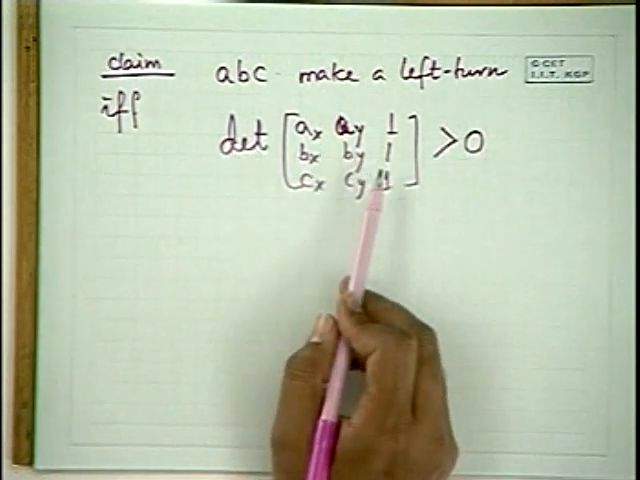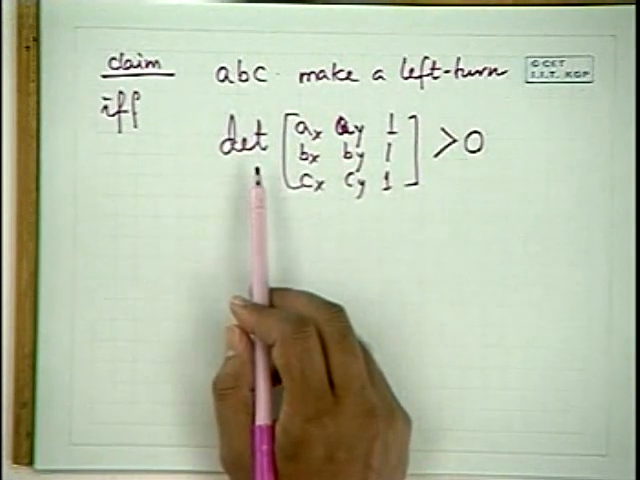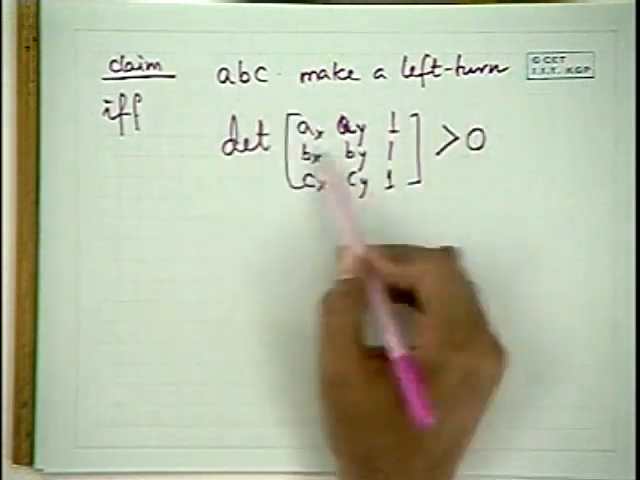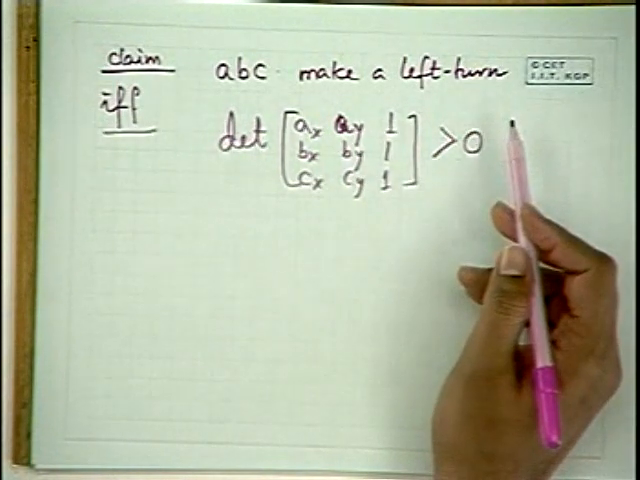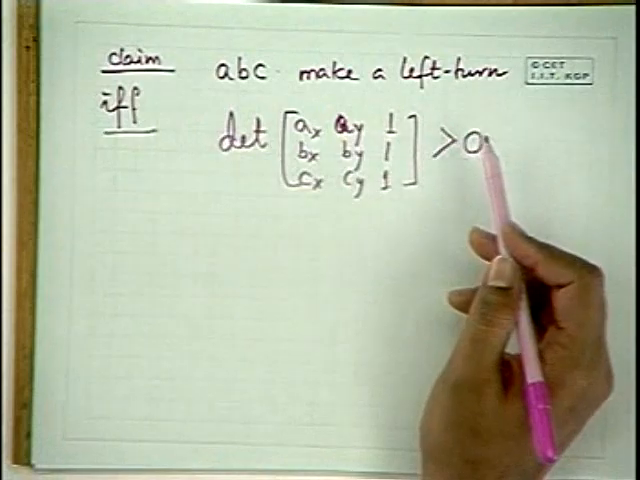And if it is less than 0, it will make a right turn. It is an if and only if condition. And actually if it is 0, that means these 3 points are collinear, and we will not consider that case. We will assume that no 3 points are collinear.